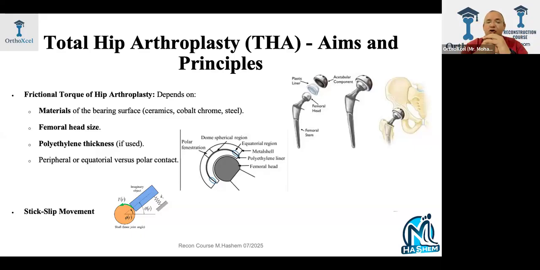Larger head with a smaller liner means more friction, means more torque, means more stresses over the cup bone interface if you're doing a cementless, or the cup cement interface if you're doing a cemented.